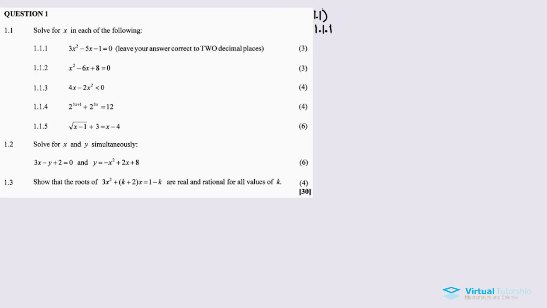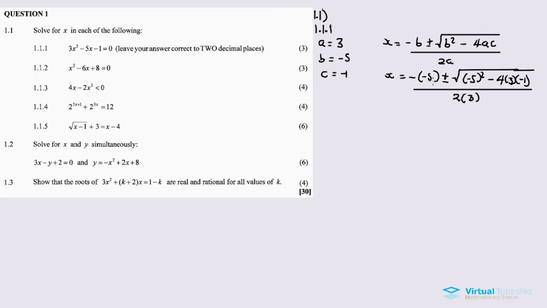So let's take out A, B, and C. Our A is equal to 3, our B is -5, and our C is -1. Then I go ahead and substitute into the quadratic formula. x is equal to -b plus minus the square root of b squared minus 4ac, everything divided by 2a. Then I substitute: where there's b I put -5, where there's a I put 3, and where there's c I put -1.